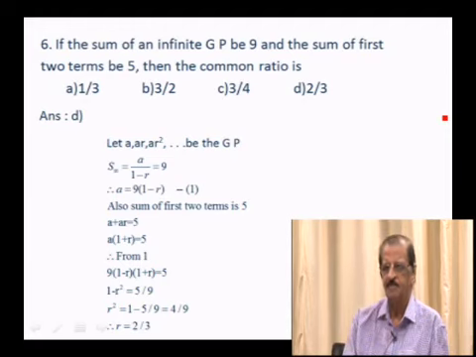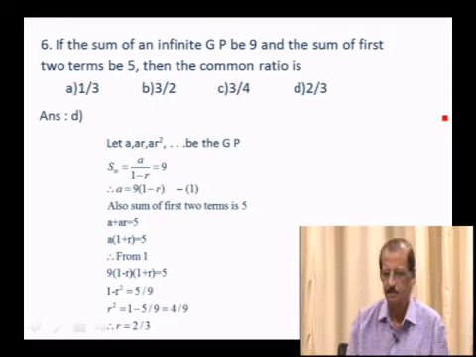Therefore, from 1, you substitute a as 9 into 1 minus r. So, 9 into 1 minus r into 1 plus r is equal to 5. 1 minus r square is equal to 5 by 9. So, r square is equal to 1 minus 5 by 9, that is 4 by 9. So, r must be 2 by 3. So, the option is D, r is equal to 2 by 3.